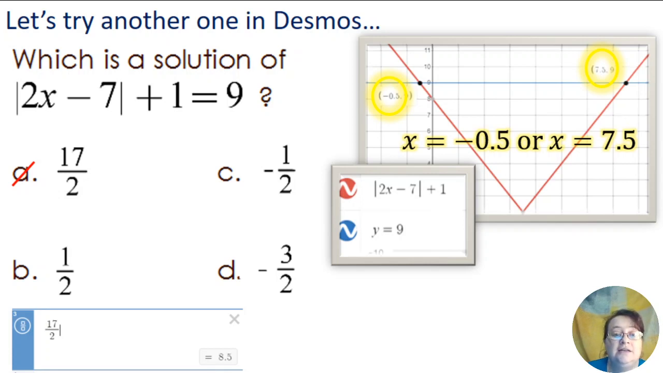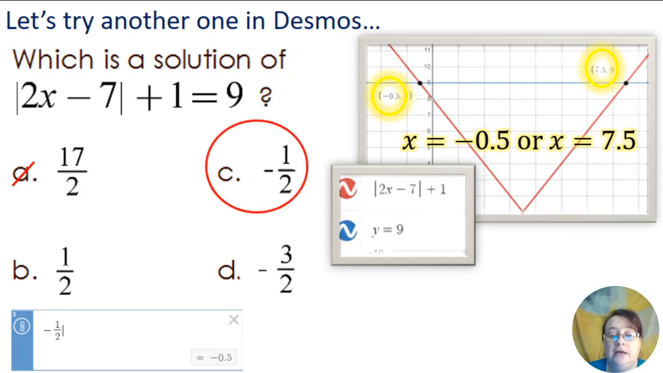Let's look at the next one. I'm going to look at C next. So I have negative 0.5. So in Desmos, in that third line, if I just type in negative 1 over 2, I get negative 0.5. So we know that that's equal to one of those answer choices. So that's the one I pick.